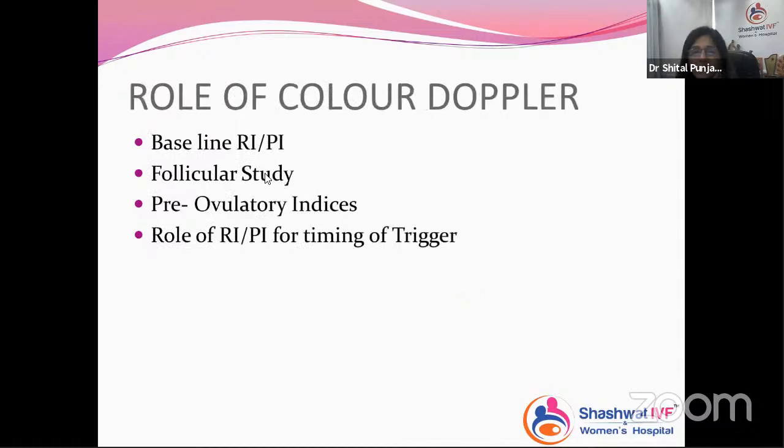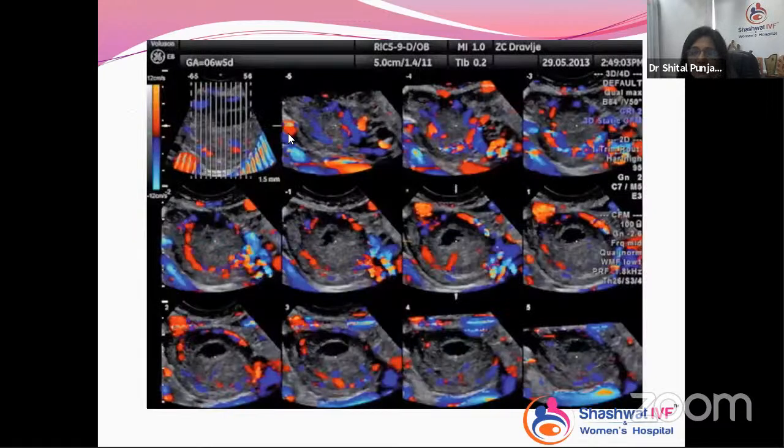Color Doppler baseline RIPI studies are to be done along with the follicular study. You have to see the follicular growth, then the pre-ovulatory indices, and at the time of the trigger, the RIPI of the vessels is to be seen. This is shown here. If we see that more than threefold of the follicular margin has a good flow, that is suggestive that this is peri-ovulatory, and then the trigger gives a good result.